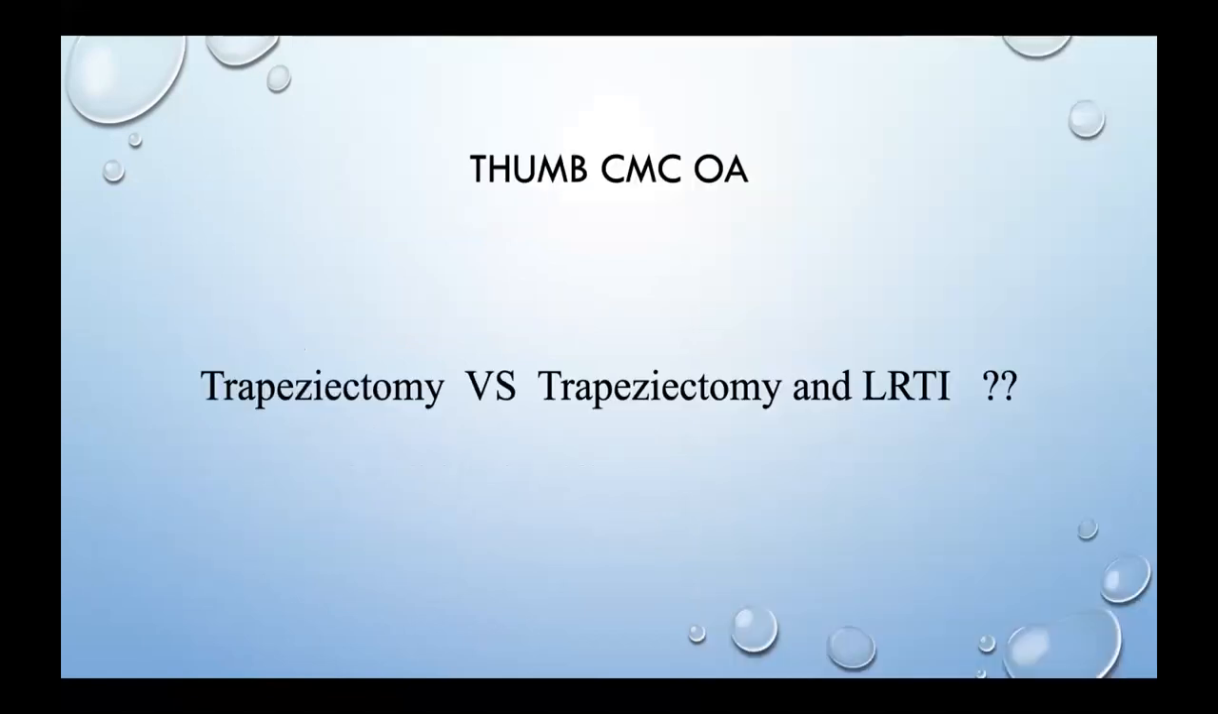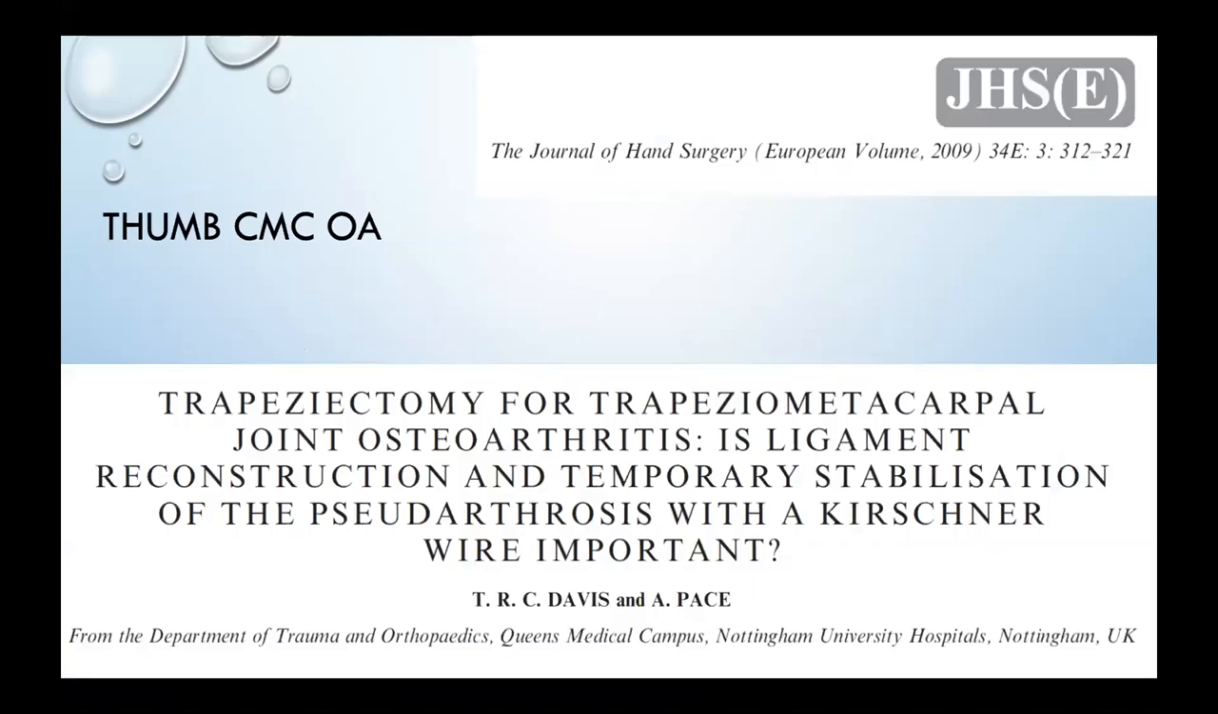The next topic is the thumb CMC osteoarthritis. And as you know, there are many ways of surgical treatment for this arthritis. And the final decision you have to make is whether it is a trapezectomy or a trapezectomy and ligament reconstruction and tendon interposition. So one of the most important papers that you have to mention in the exam is the one by Dr. Davis from Nottingham, UK.